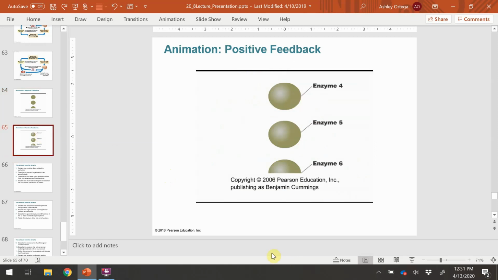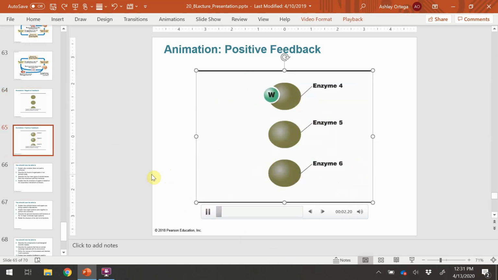In positive feedback, a product of the reaction sequence enhances the action of one of the enzymes, increasing the rate of production of the product. Positive feedback is less common than negative feedback in living systems.